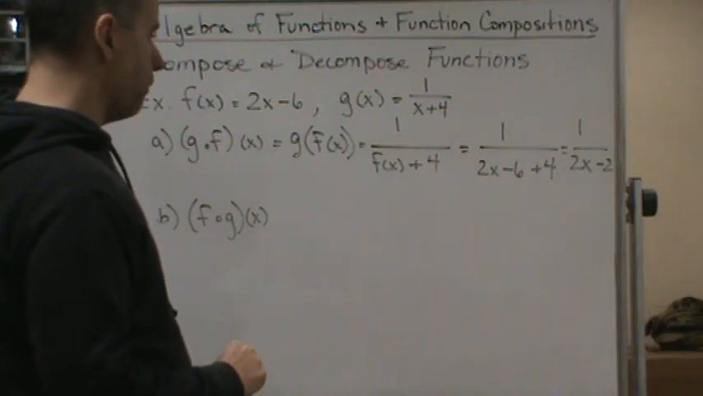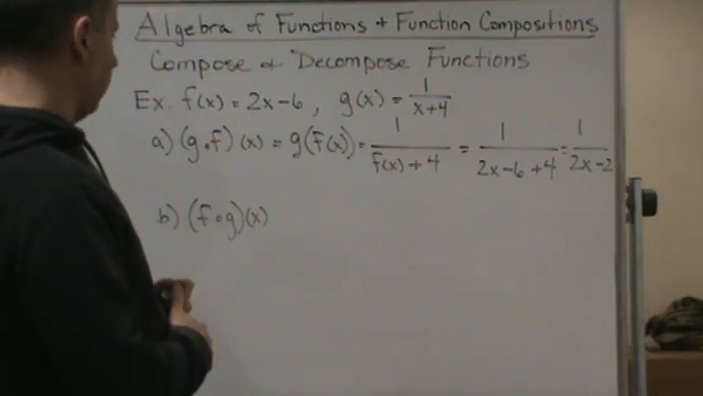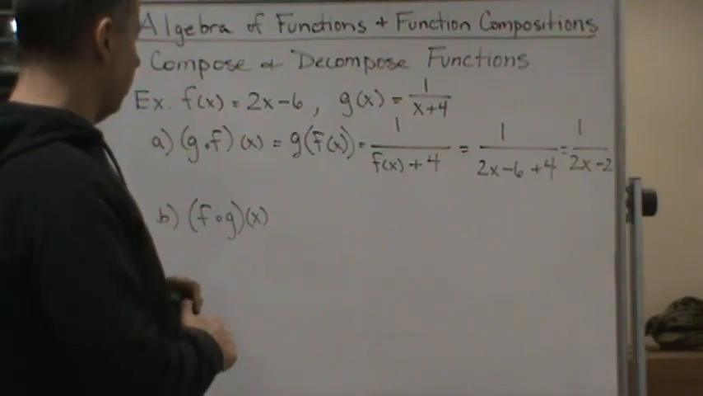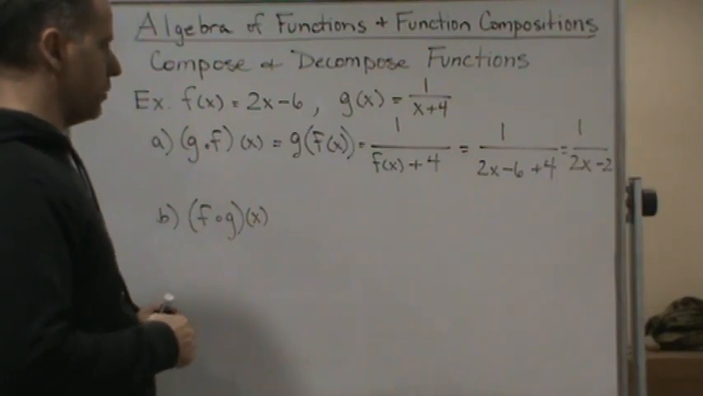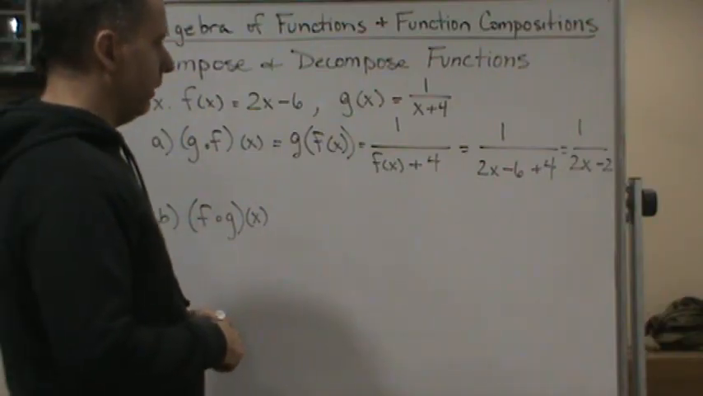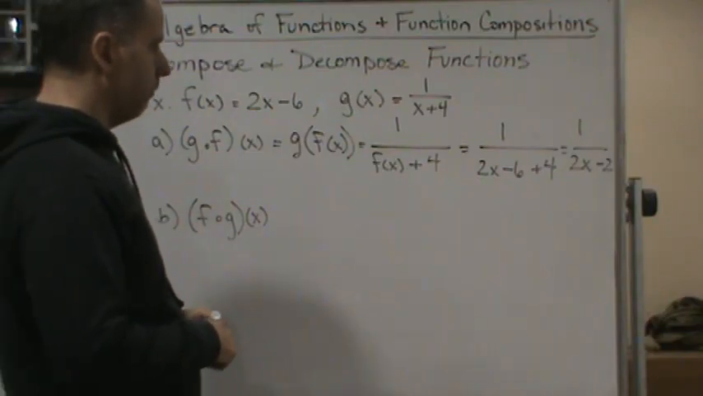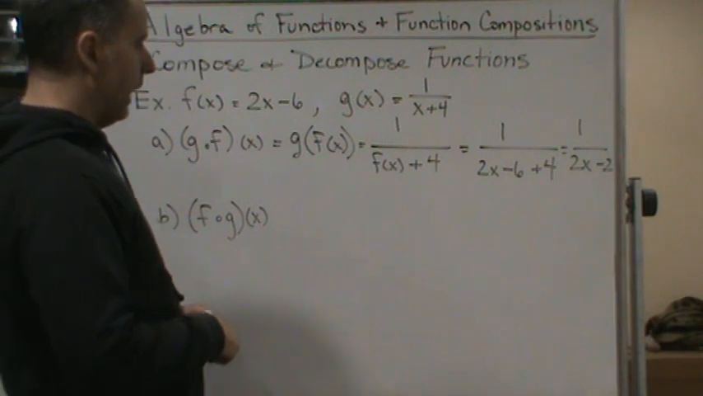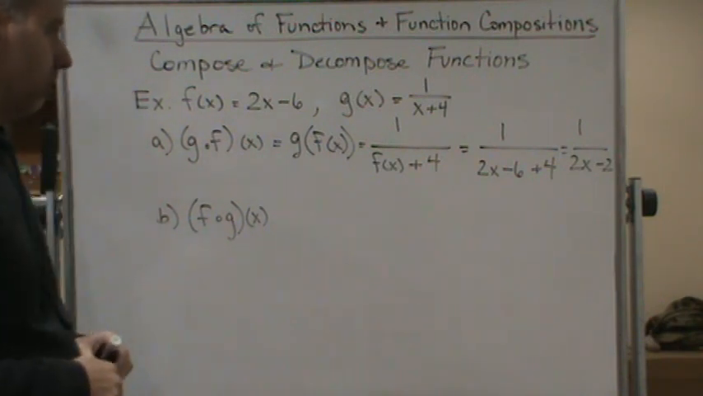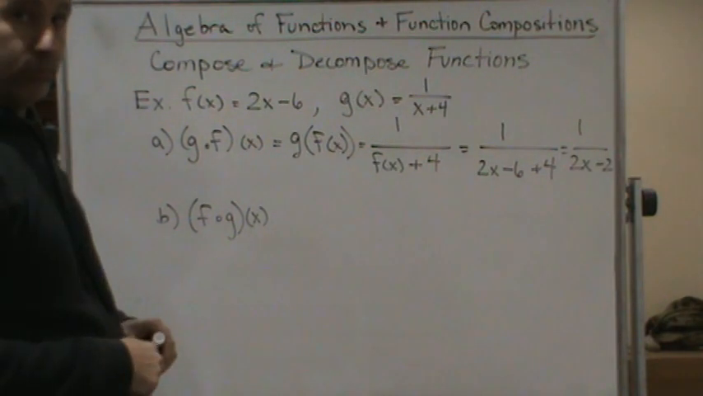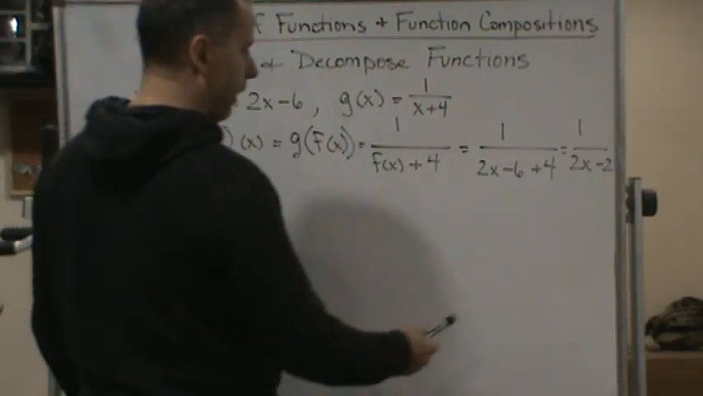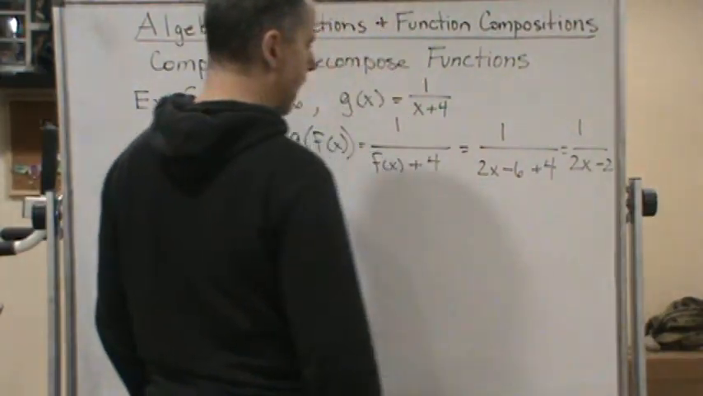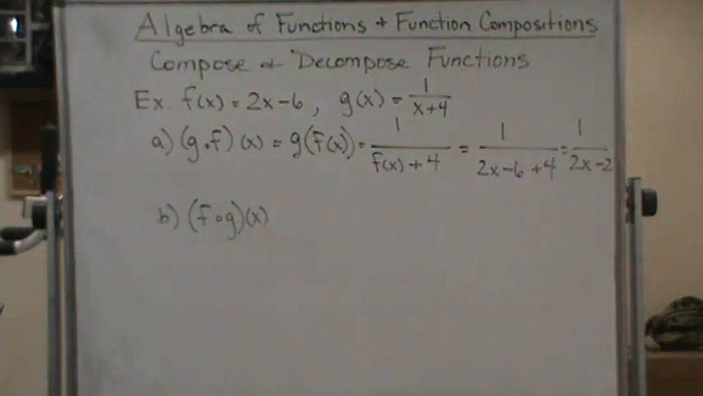So now, the domain is going to be what? The domain of the composition is going to be anything except x equal to 1. Right? So if x is 1, I get 0 in the denominator. Okay?